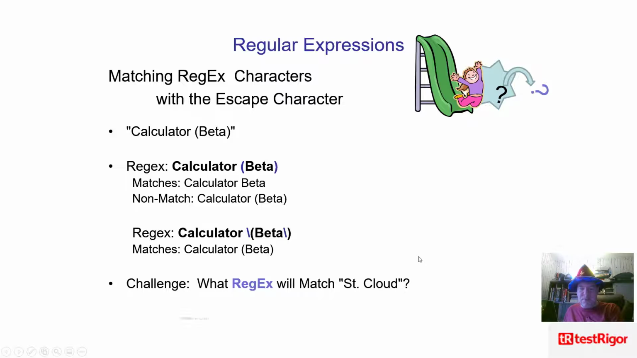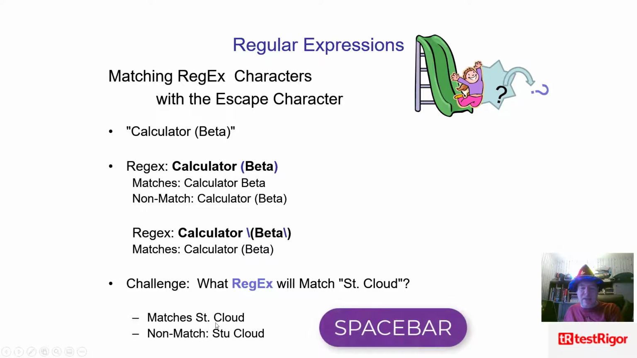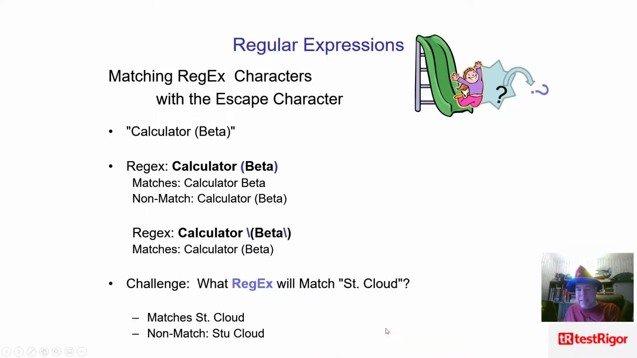All right, now here comes our challenge. It's a little bit different from the last ones. This time, instead of telling, I'm going to tell you what it matches. You have to tell me what the regex is that you'd write to match Saint Cloud, S-T period space Cloud, and not match STU Cloud. Hit that space bar. Think about it.